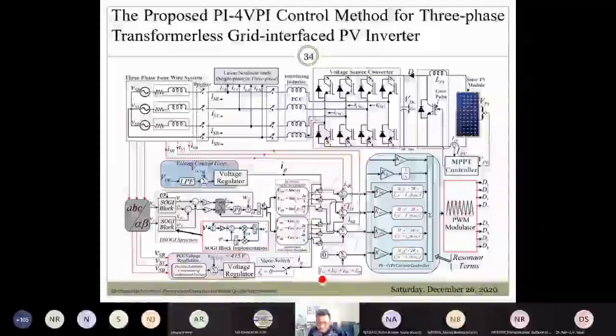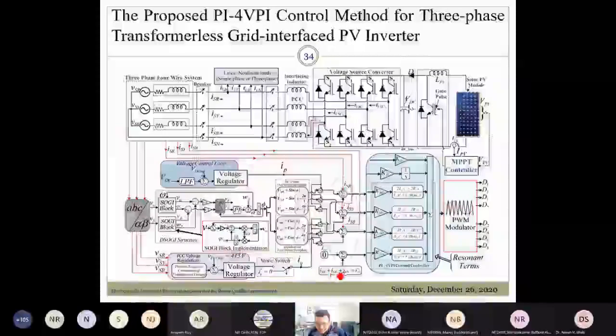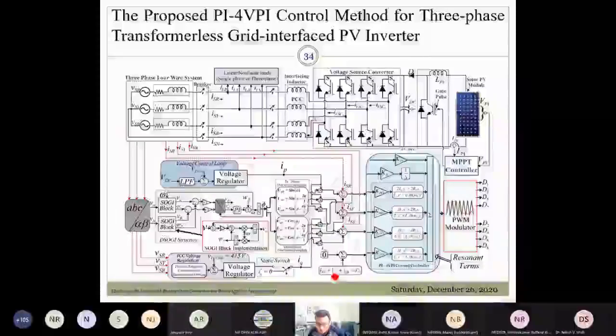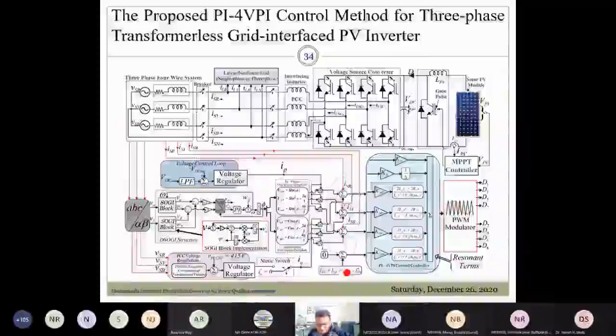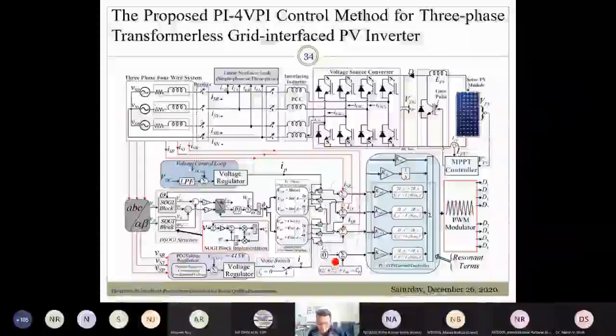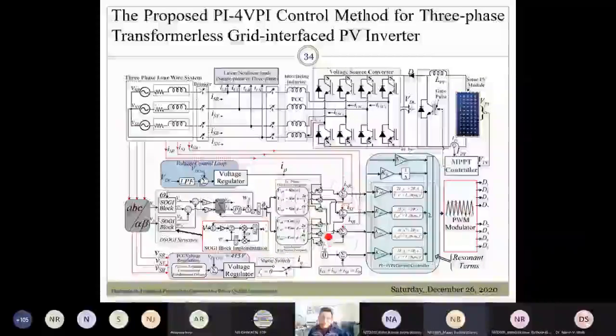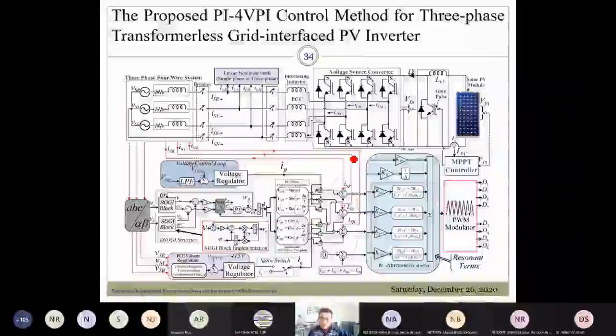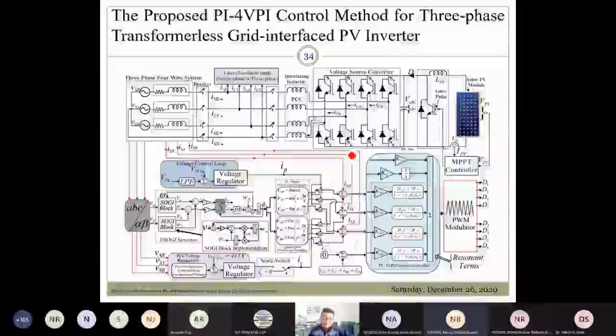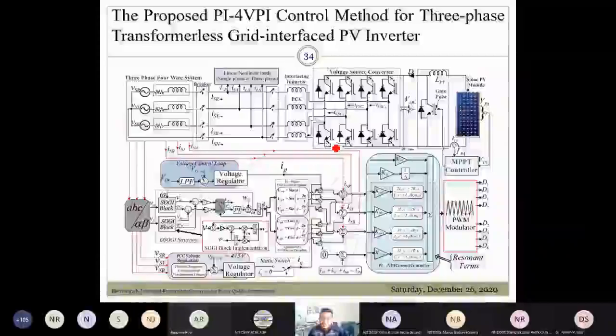What you can do is add these 3 reference currents, the 3-phase currents. These are your actual currents, and you can compare the sum with 0. So you actually do not need to sense the grid neutral current. You can simply eliminate one sensor.